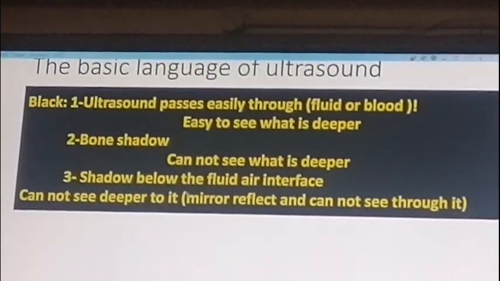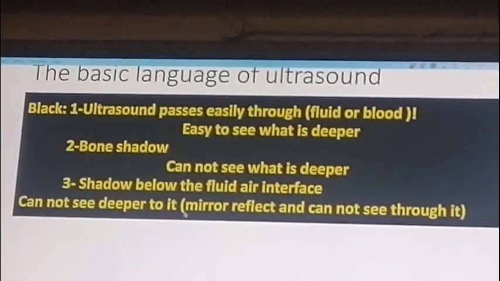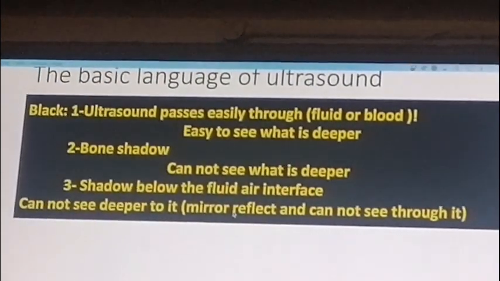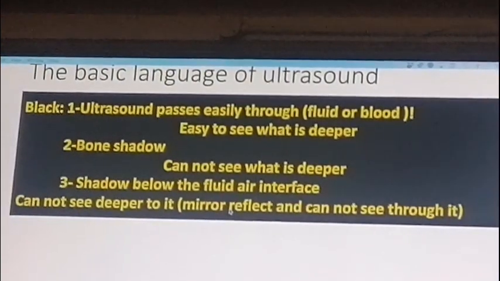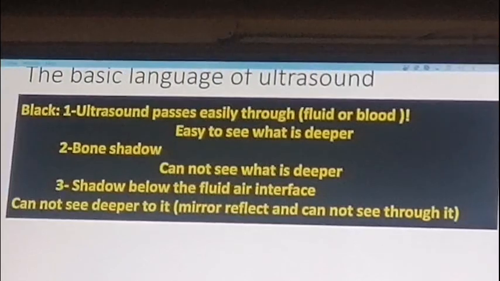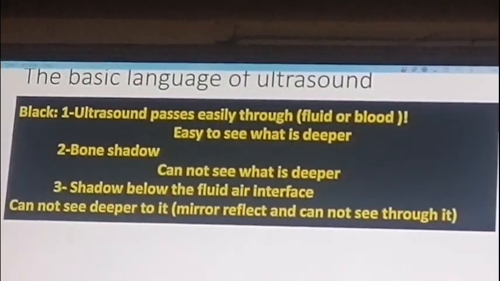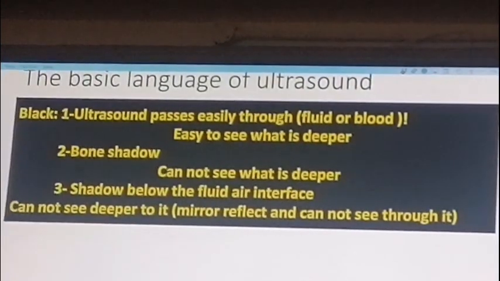Yeah, so shadow below the fluid-air interface. What's black also? I mentioned that the fluid interface is a pleura. It can also be the intestinal wall, because you may see air inside the bowel, so you see the interface as an intestinal wall.